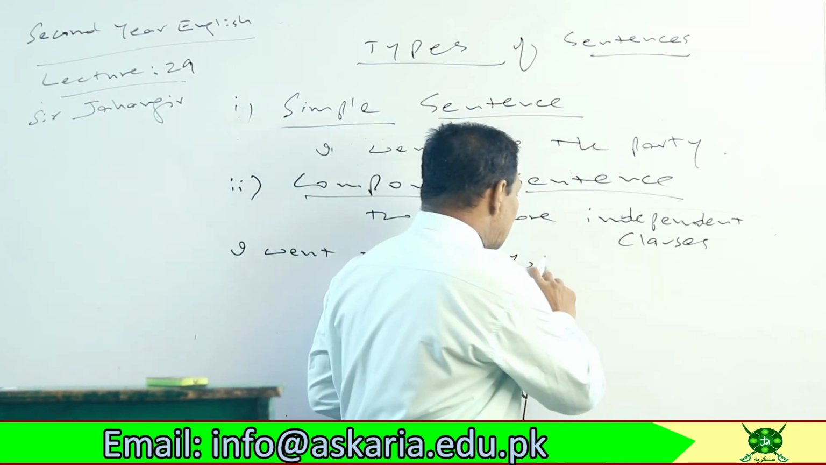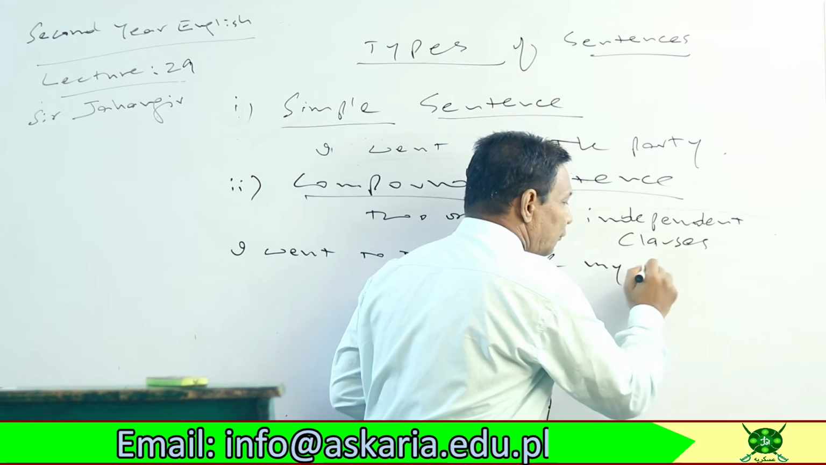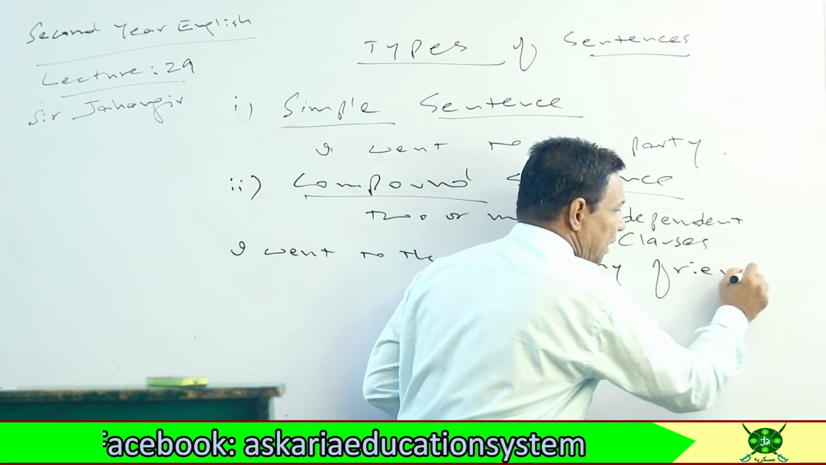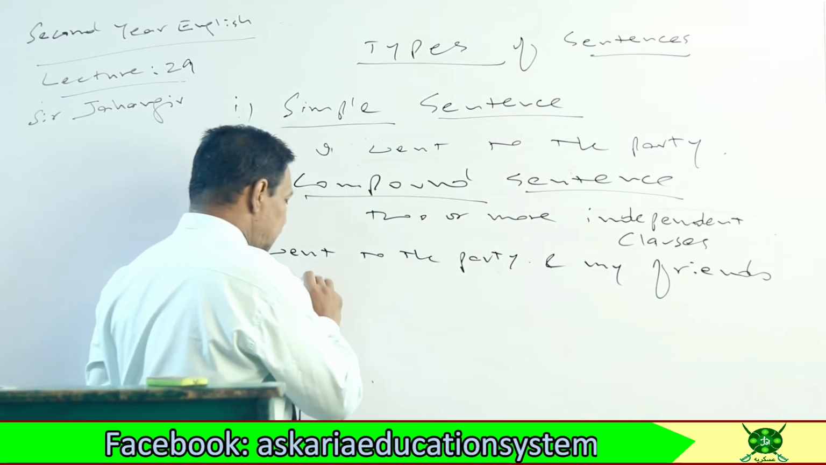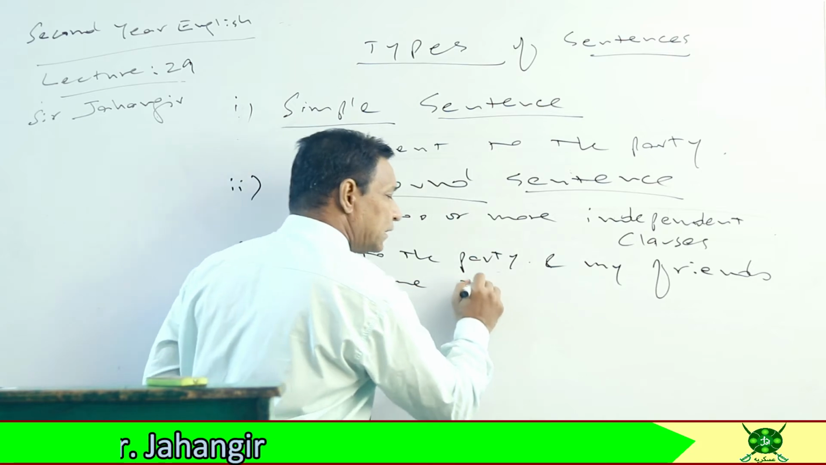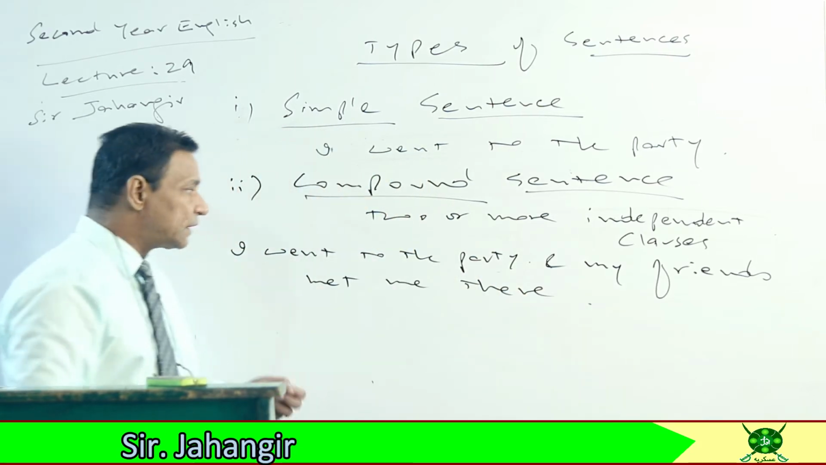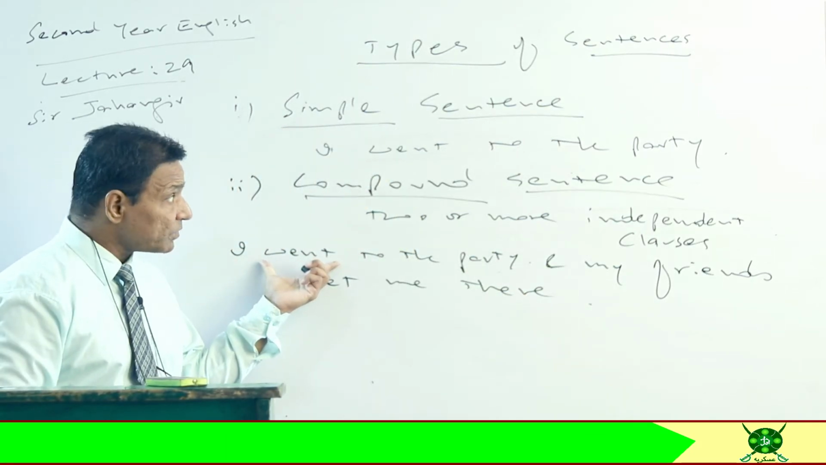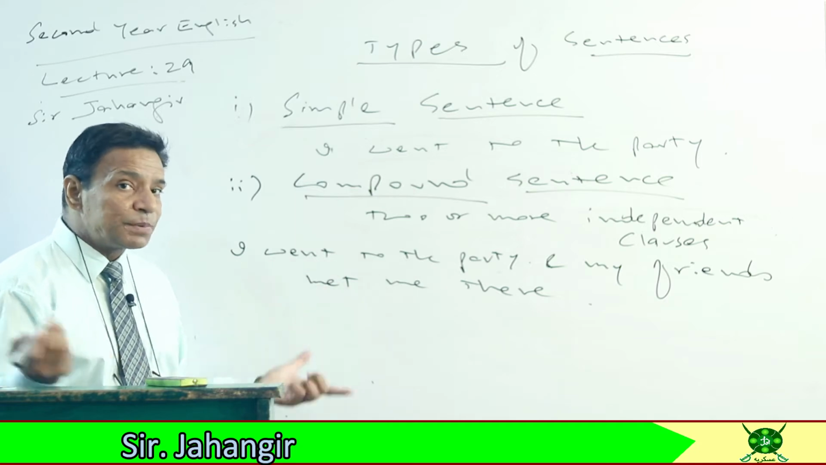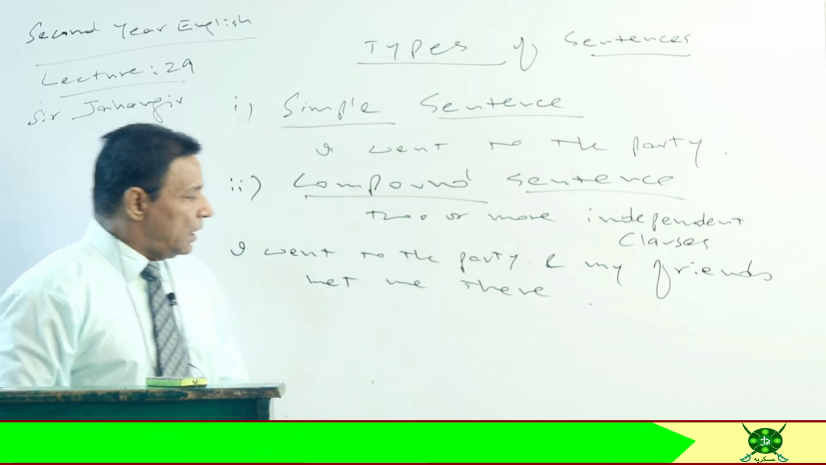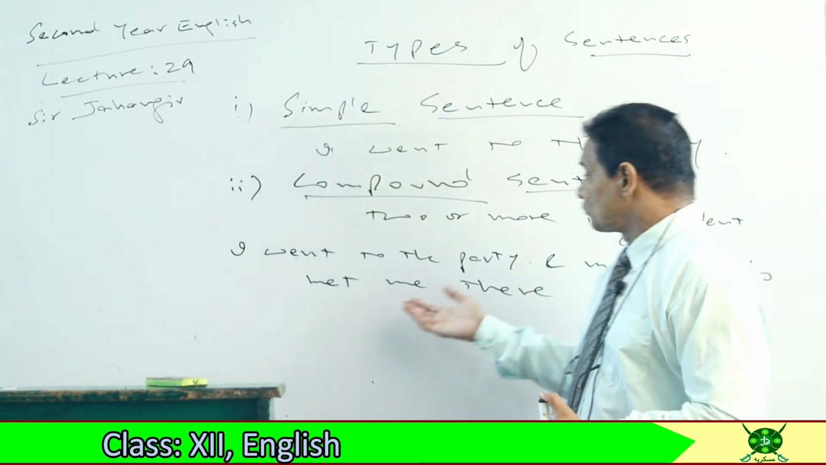And my friends met me there. Okay, so you're looking at the first one: "I went to the party" is independent, a complete sentence. "My friends met me there," also complete.